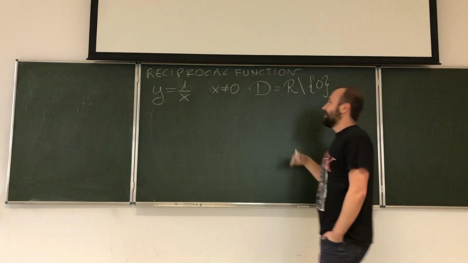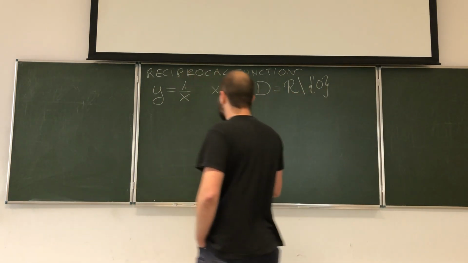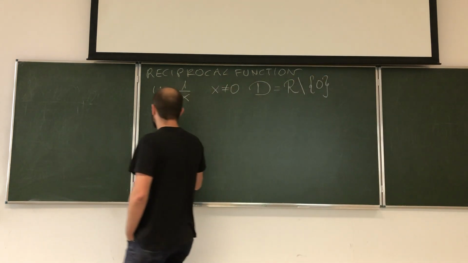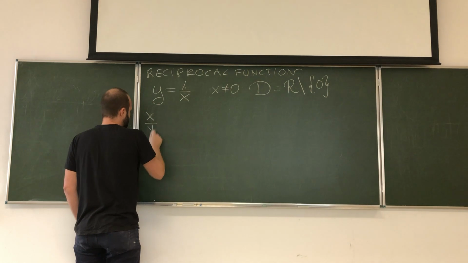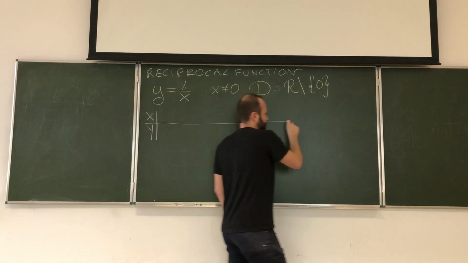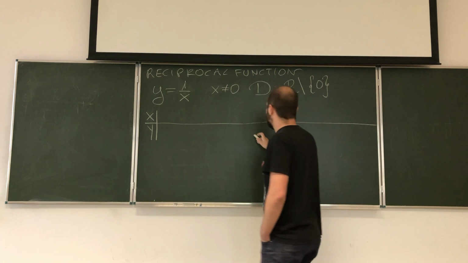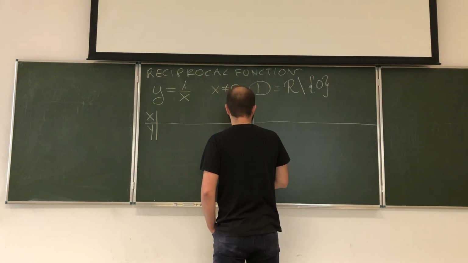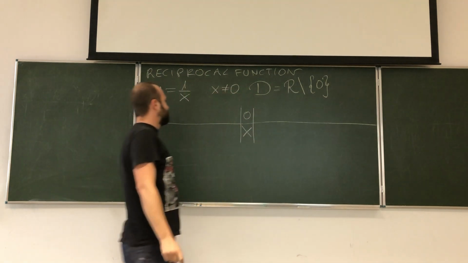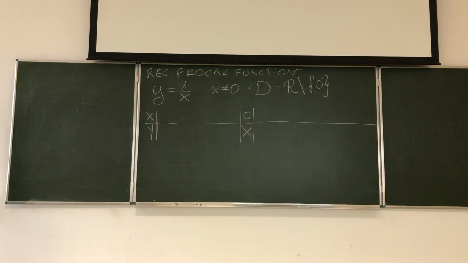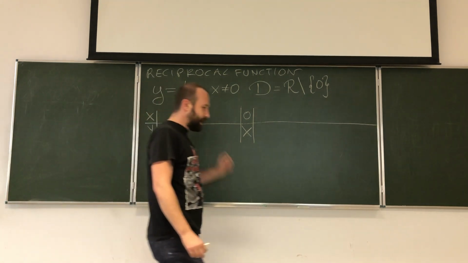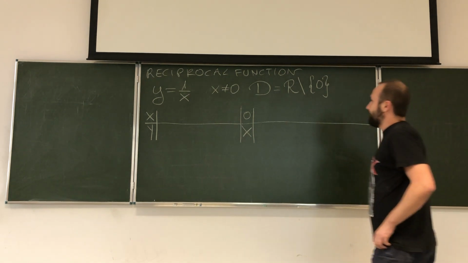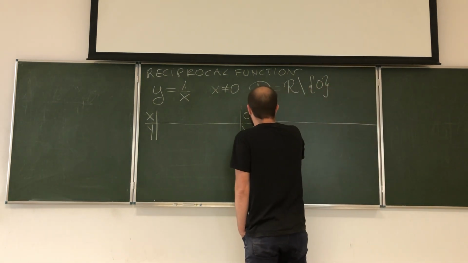Okay, so let's start with a table and let's see how this function works. Okay, so we have a table, x and y. This is going to be a long one. Okay, let's just say that here in the middle we've got 0, and for this 0 we have no value, right? This is what we established at the beginning. We don't know how to divide by 0 properly. Okay, now let me put some values over here.